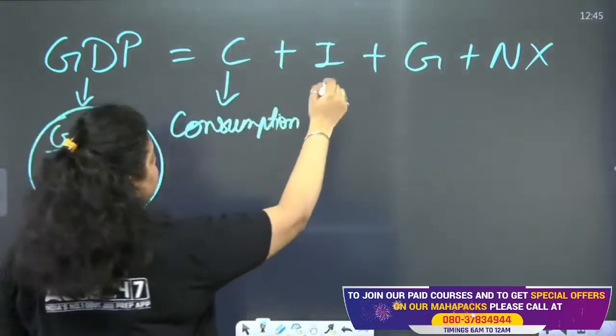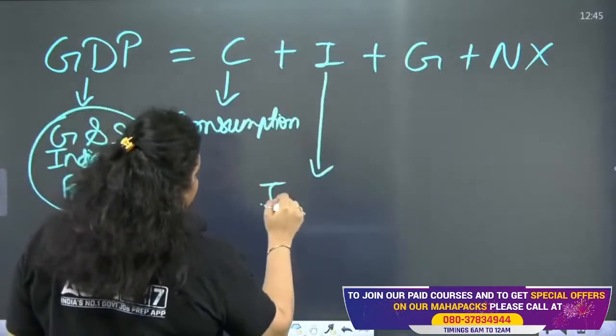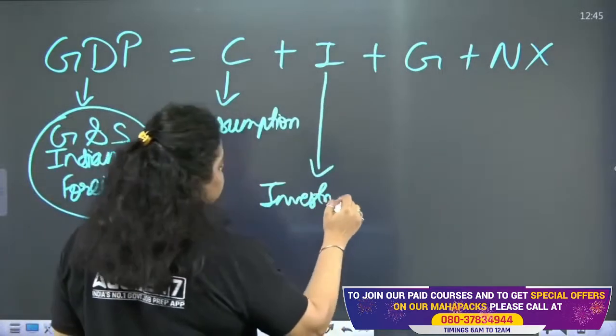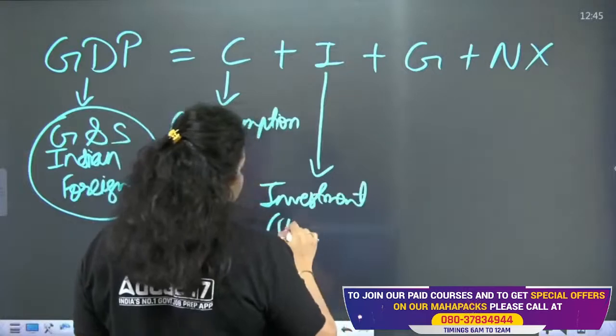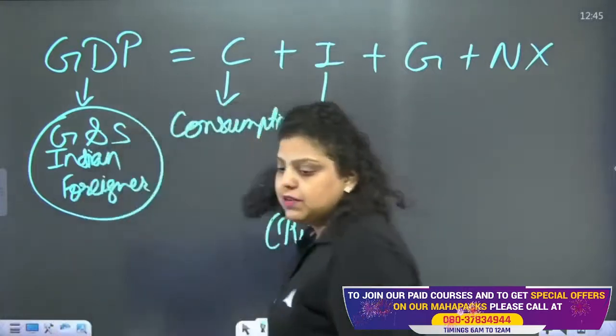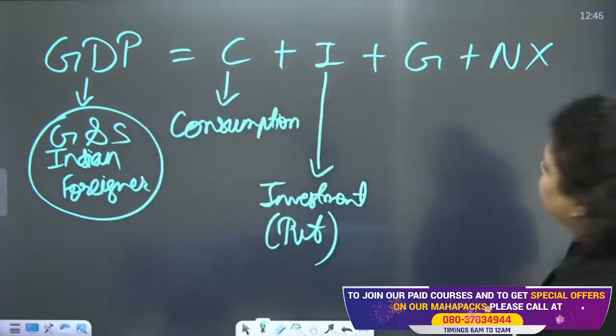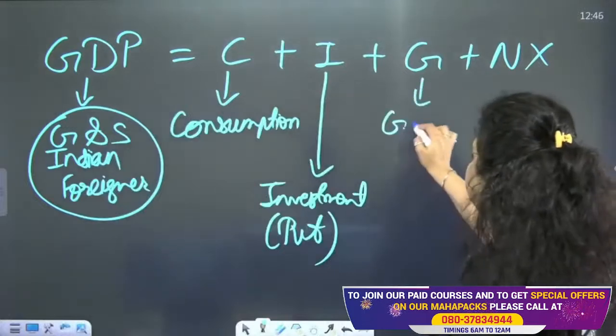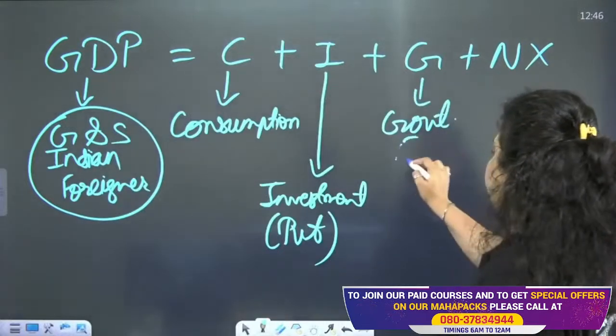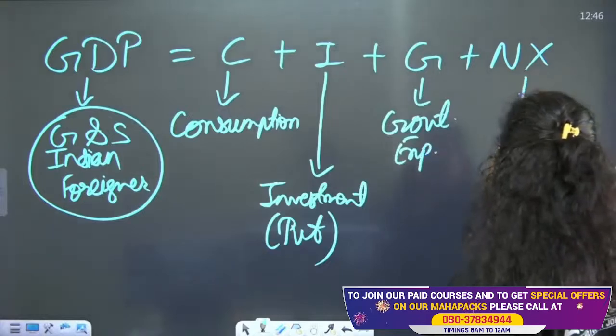Consumption by whom? Households. Okay. Then I stands for investment, and that investment is by the private sector, or we can say private firms. So private investment is denoted as I. And G stands for government expenditure here. And the NX stands for net exports.